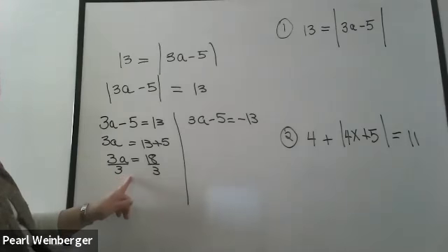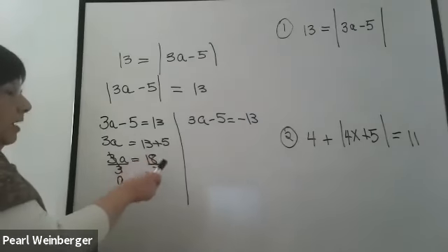So 3a over 3 and 18 over 3. The 3 cancels out the 3, which left me with a. So it will be 18 over 3, which gives me 6.